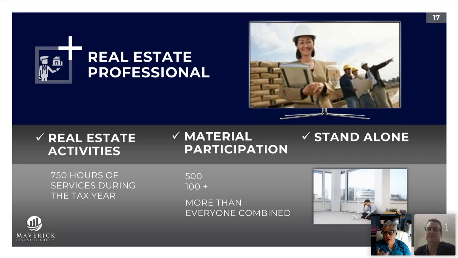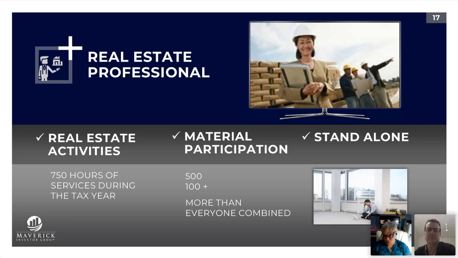Number 2, you need to have material participation for that property. If you have a property manager, you need to have 500 hours of material participation. The third one is that each property has to stand alone. But you can file an election with your return that aggregates all of your properties.